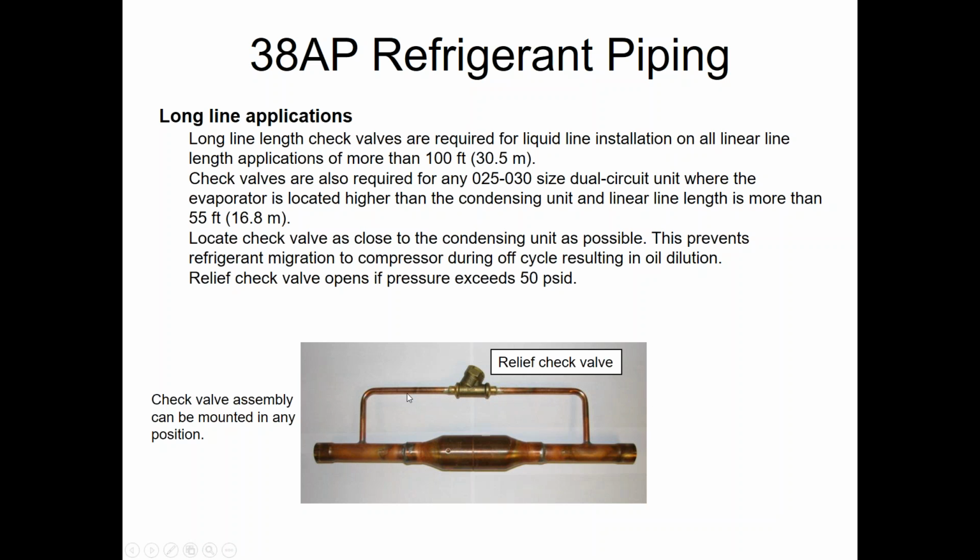Well, how do you know when to order it? That's done for you at the TM level, at your sales TM level. When they select the unit, they've got an electronic selection program. They'll say, okay, you need a 38 APD 030, and it'll pop up long line check valves required. So they'll select them for you, and that'll be part of the package when they sell you the unit, among other refrigeration specialties, coil, air handler, whatever. So just know that's what this is, that's what it looks like, that's what it does.